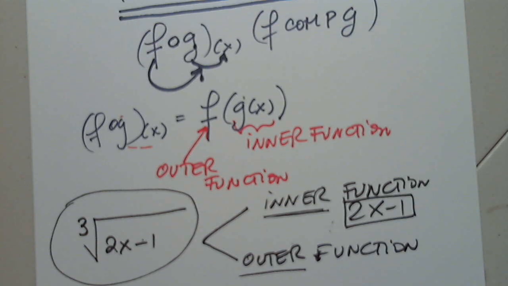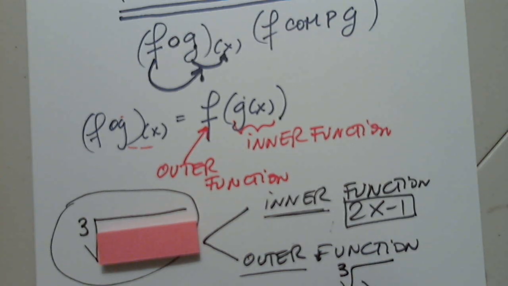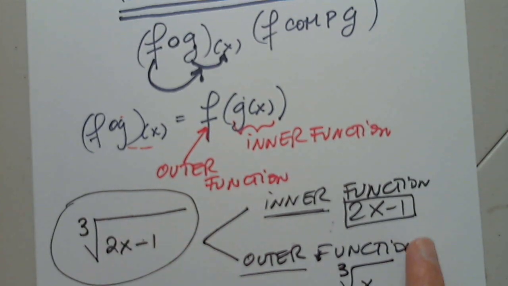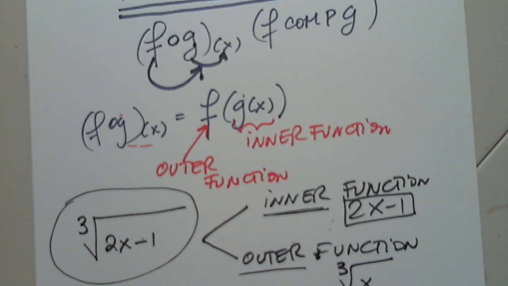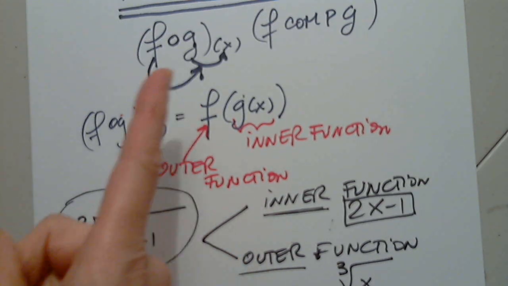When you're done and you have one number, which function will you apply to that number? The outer, which is the cube root of x. So first, I evaluate this inner function for 10. I get 20 minus 1, 19. When I finish with that and I get 19, then I will apply the cube root of x to 19. Excellent. That's why this is very important, because when we differentiate, we have to use the chain rule.